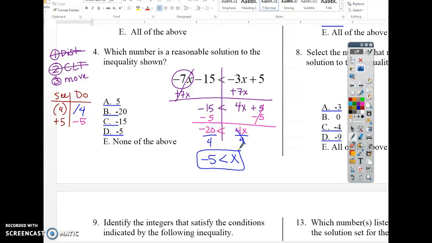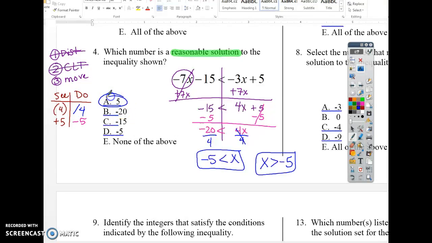Okay? Here is the question. I need you to pay attention. It says, which number is a reasonable solution to the inequality shown? Well, my answer says that x has to be greater than negative 5. I'm going to flip it just so you can see what I'm talking about. Flip the whole thing. Okay? These two are the same. X has to be greater than negative 5. Which one of these numbers is greater than negative 5?